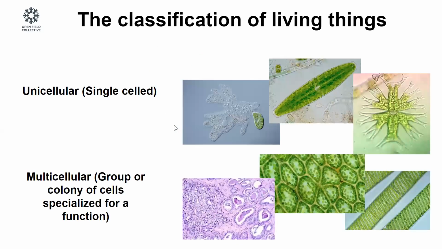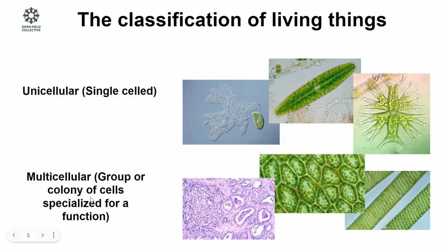Okay, so again, coming back to the classification of living things, one way to classify living things can be based on their organization. Some organisms are just unicellular. That means it's just a single cell. So here is an example of amoeba. But you can also see these beautiful algae, which are unicellular in nature. So there is one example here. This is just one single cell.